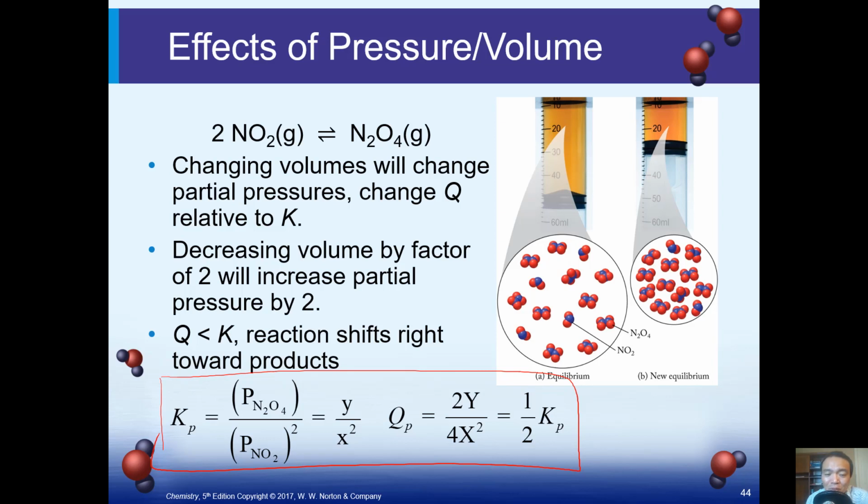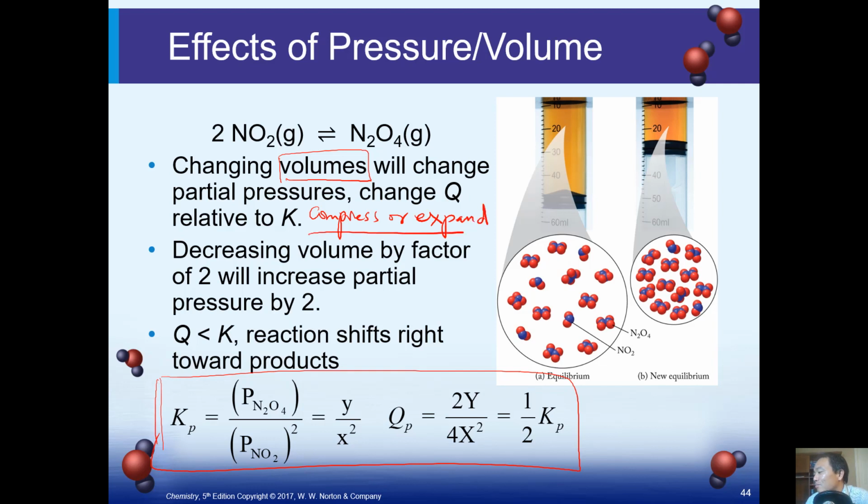Still remember, if Q ended up greater than K, the reaction will shift to the left side. Q smaller than K, after the perturbation, the reaction will shift to the right. Q equal to K, no shifting. So if you're interested, you can look at the detailed analysis, but I'm just going to summarize this.